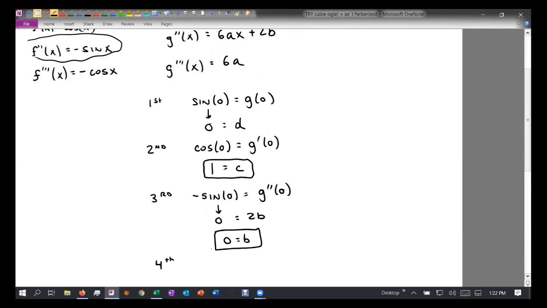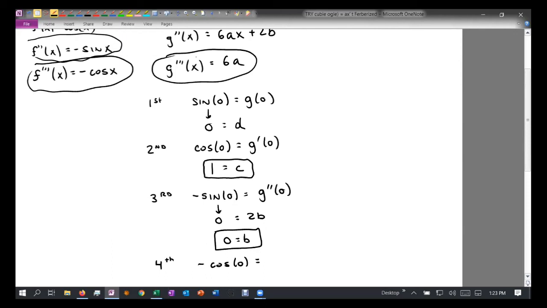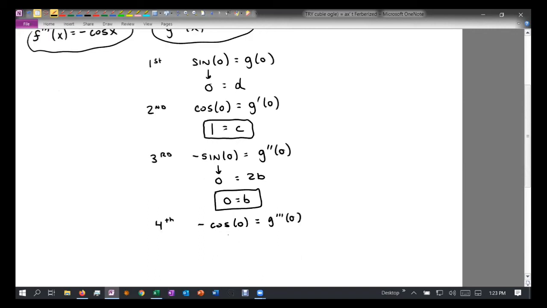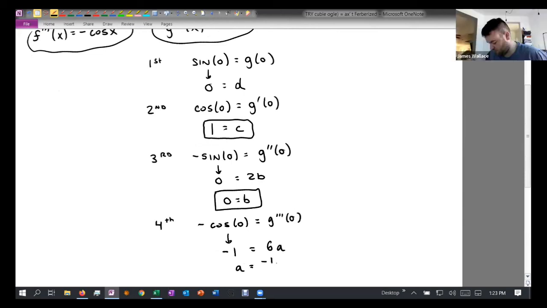Okay. And then we do the fourth one, right? Now we need the third derivative of f, which is negative cosine at 0, to be equal to the third derivative of g at 0. What is the third derivative of g at 0? 6a. Just 6a. And this side should be negative 1, shouldn't it? Yes. Cosine of 0 is 1, and there's a negative out front. And this we said was 6a. So what's a? Negative 1 over 6. Okay, we've got everything.